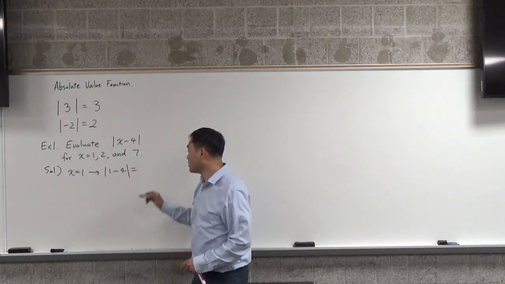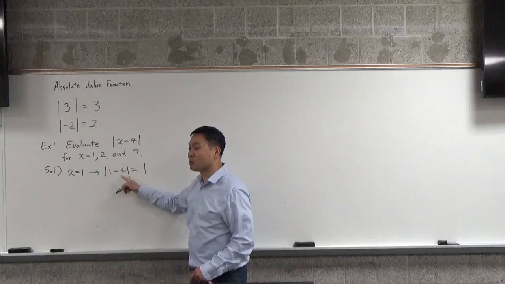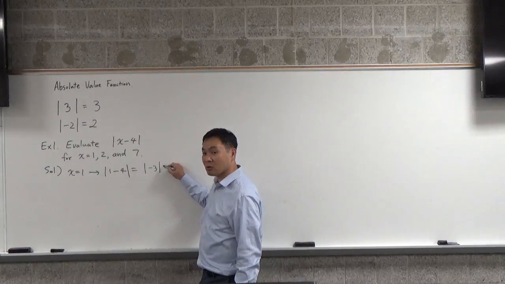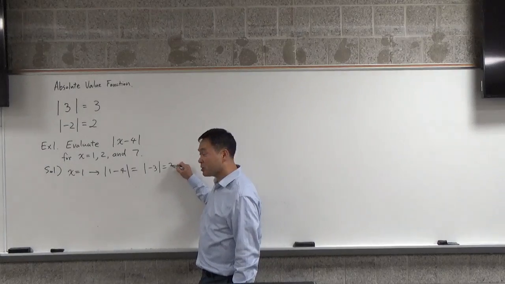It's not 5. It should really be first computed. What's 1 minus 4? Negative 3. And then you take the absolute value. What's that? Positive 3. Okay.